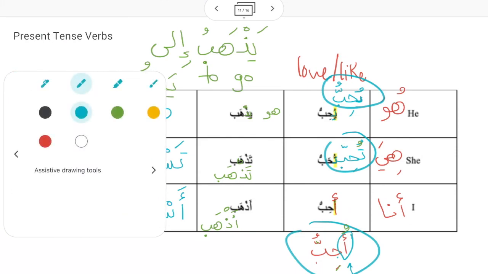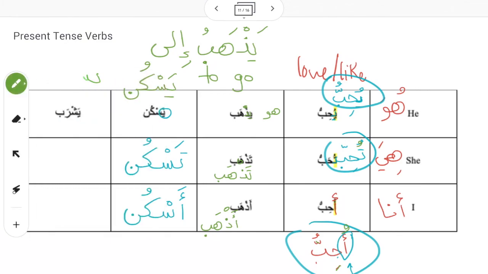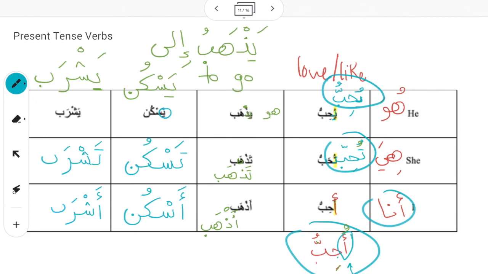I live. And then the last one you're going to do is the verb yashrab, means to drink. So yashrab, he drinks. Pause and come back. Okay, she drinks. Change the first letter to a ta. Everything else stays the same. Fatha. Sheen here has a sukun. Ra has a fatha and ba. Hiya tashrab, she drinks. Okay, ana, I drink. Alif hamza, fatha. Sheen here has a sukun. Ra, fatha, ba. Ashrab.